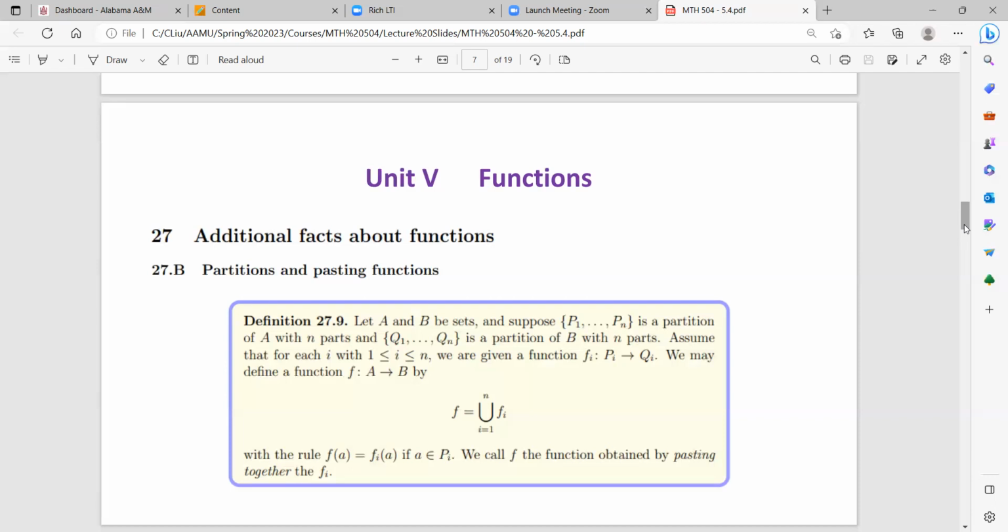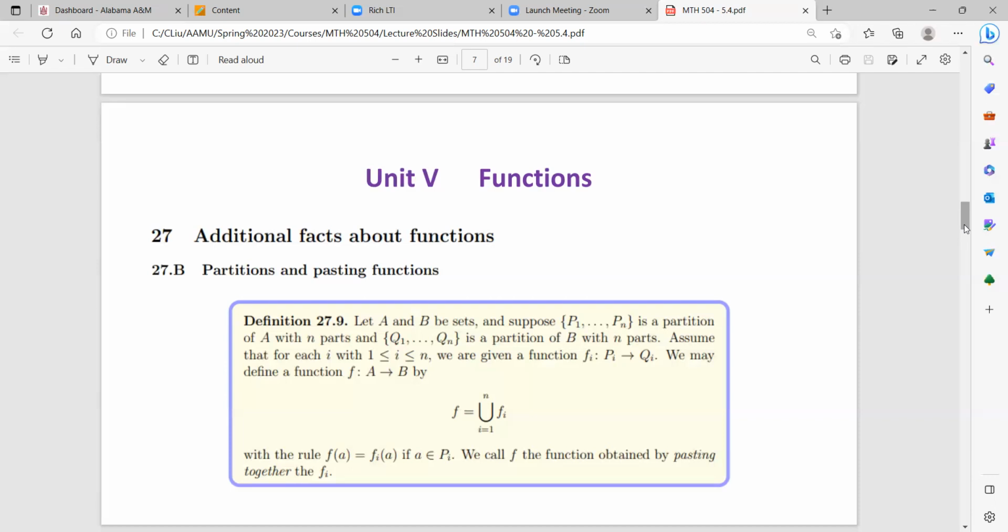Just take the union of all the f sub s. If you consider the function as all the pairs, then for each of these f sub s you get some other pairs. If you put them together, you get another set of all the pairs. So that's the f. Then you define a function from the whole set A to the whole set B, right? These are all the pairs from A to B, basically.